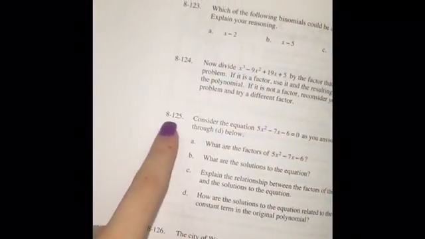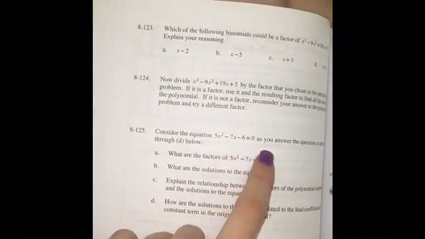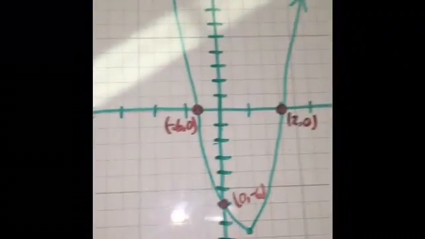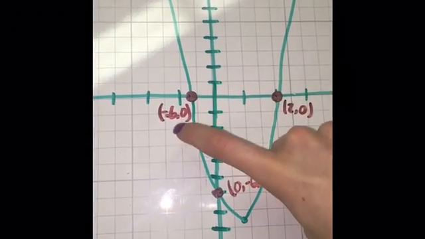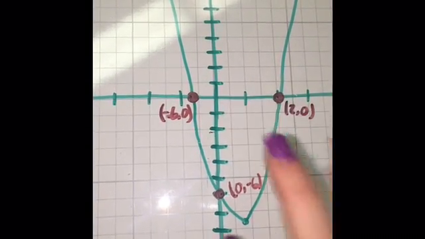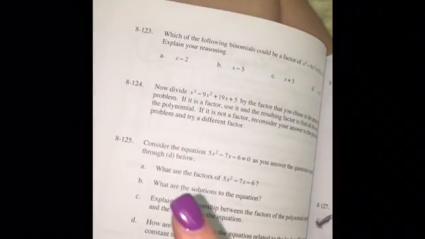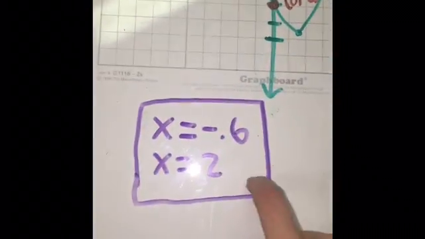For problem 8-125, it says consider the equation 5x squared minus 7x minus 6 equals 0. What are the factors of it? If you graph it, it crosses at 2 and negative 0.6. So those would be your two factors. And then for B, what are the solutions? Those are basically the solutions, which is what we just got up there.